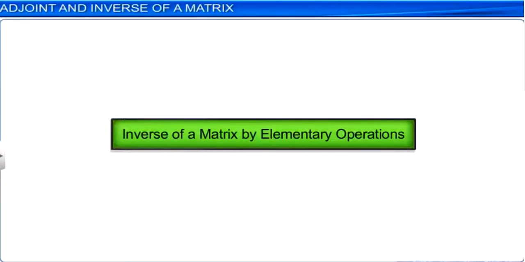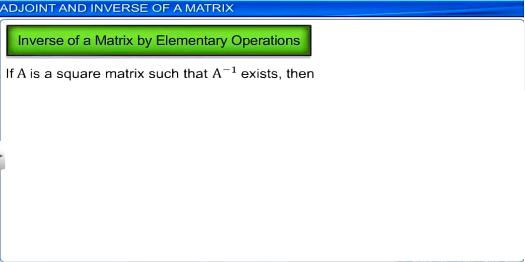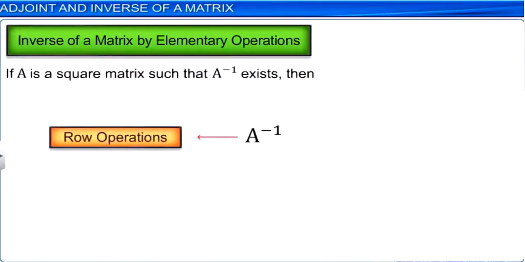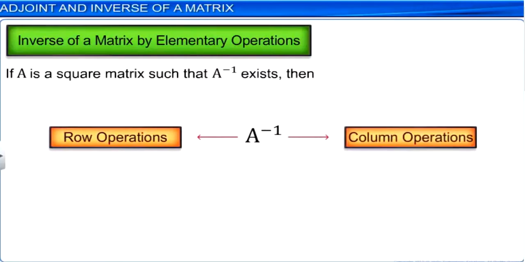Matrix by using elementary row or column operations. If A is a square matrix such that A inverse exists, then to find A inverse using elementary row or column operations, we write A is equal to I into A or A into I, and apply a sequence of elementary row or column operations till we get I is equal to B into A or A into B. In each case, matrix B will be the inverse of matrix A.